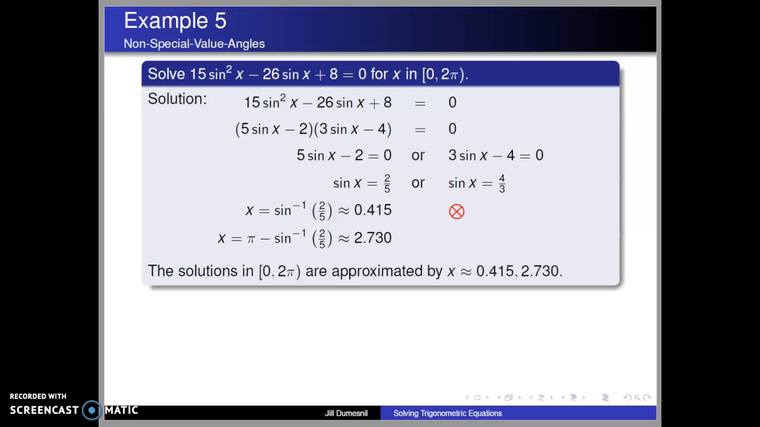Therefore, the only solutions in the interval from 0 to 2 pi can be approximated by x equals approximately 0.415 or 2.730.